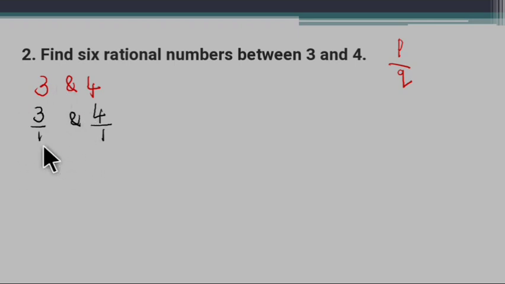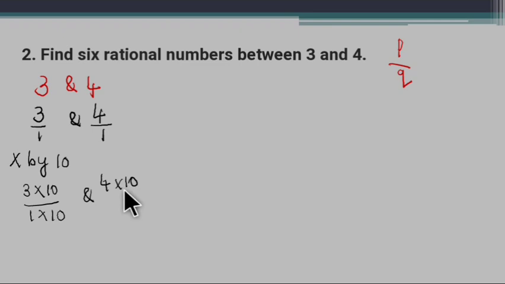Next step, we have to multiply both the numerator and denominator by 10. So when you multiply 3 into 10, I will write like this first, 3 into 10 and 1 into 10, and here on the right side 4 into 10 and 1 into 10. What is 3 into 10? 3 into 10 is 30 and 1 into 10 is 10, and here 4 into 10 is 40, 1 into 10 is 10.